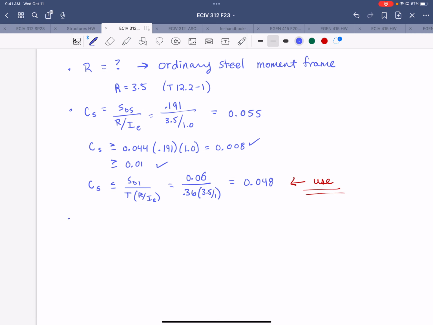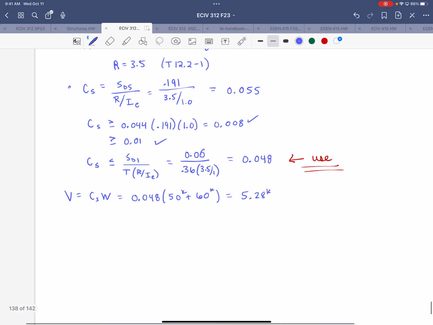All right, so now we can calculate our base shear. So V is equal to CS times W. So 0.048 times total seismic weight was, we were given 50 and 60 kips respectively for the two floors. All right, so that gives us 5.28 kips. And now we distribute it vertically. So that's the third part of the problem.